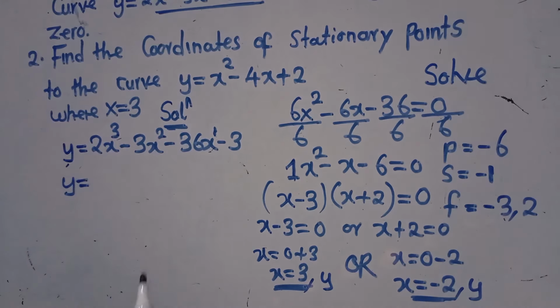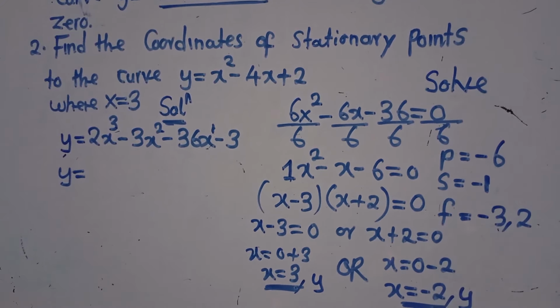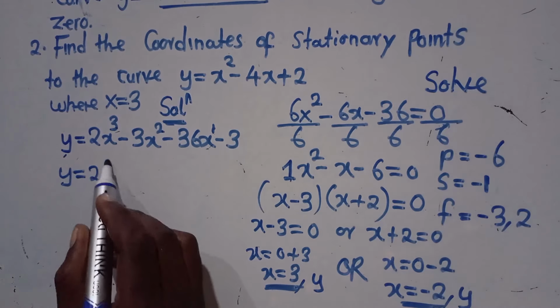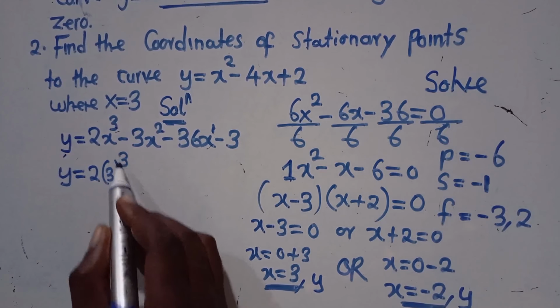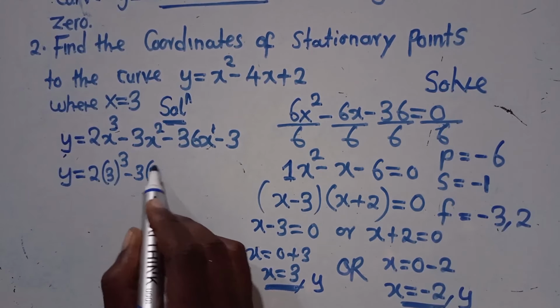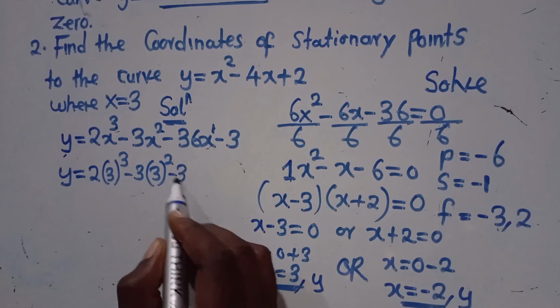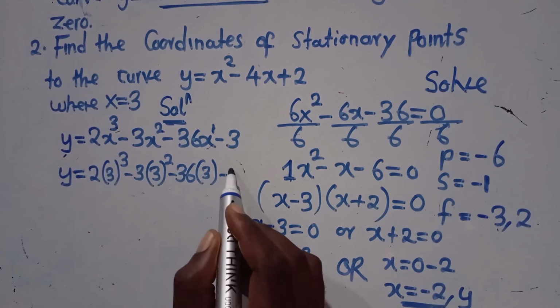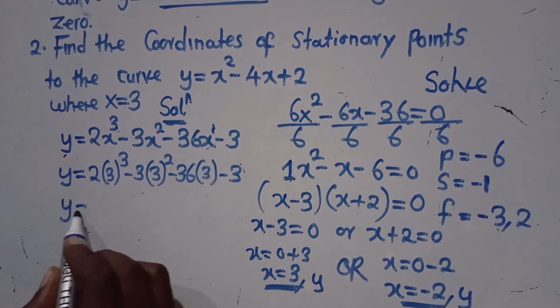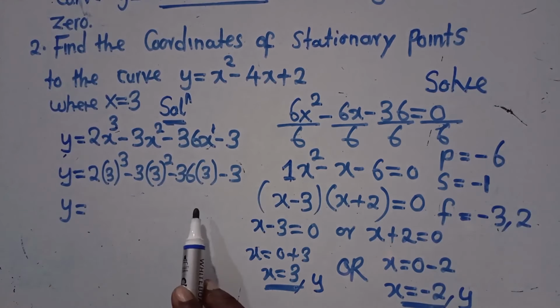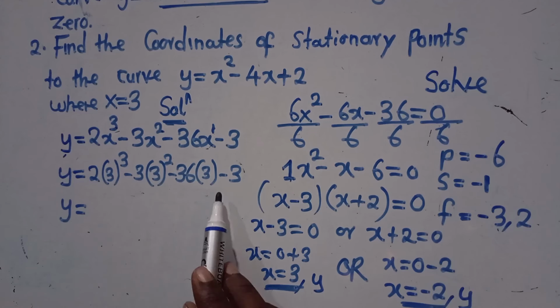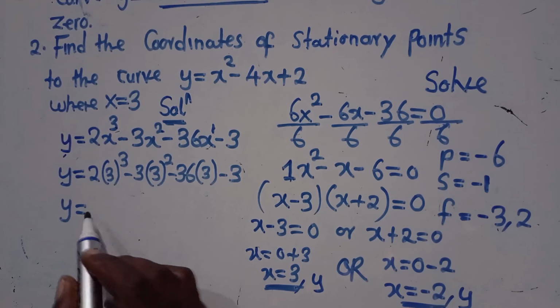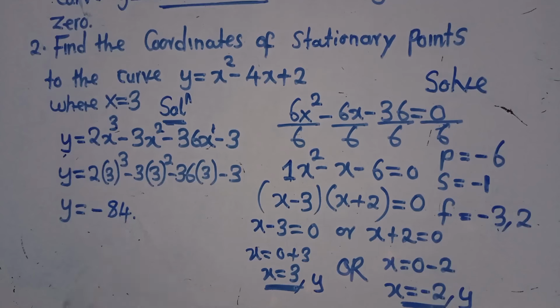y is equal to, don't forget our main aim. Our main aim is to find the coordinates. So where x is 3, where there is x, I put 3 like this. x is 3 squared minus 36, 3 minus 3. When you punch this correctly on your calculator, or when you simplify this, the answer that you are going to get will be negative 84. So y is negative 84.